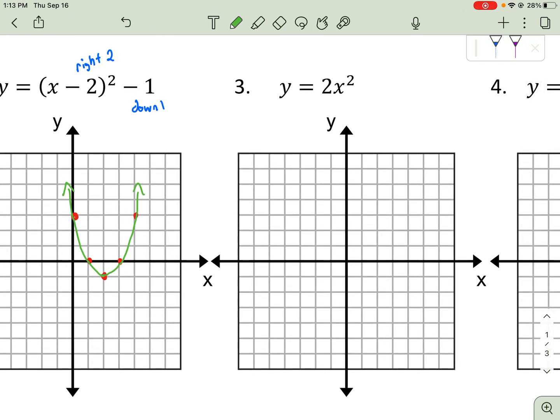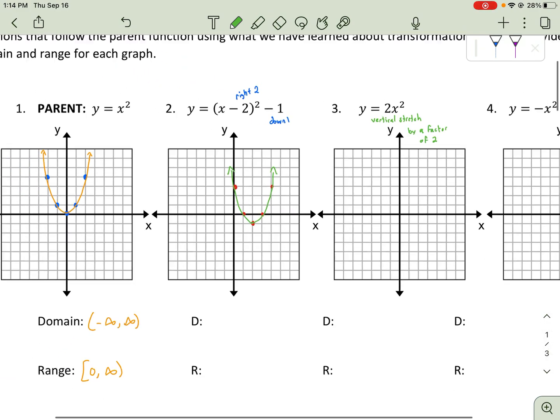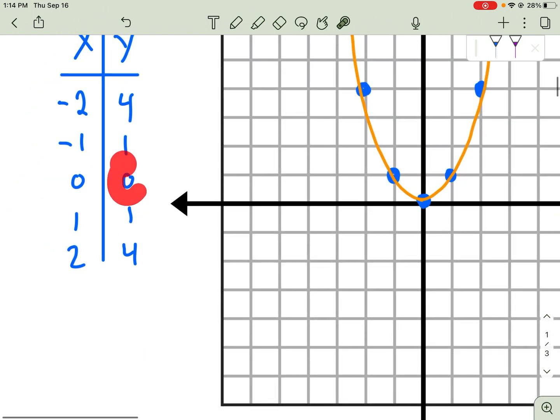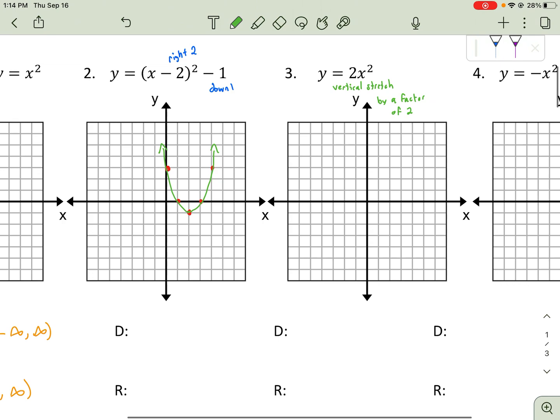Okay, y equals 2x squared is a vertical stretch by a factor of 2. And what this does is double all of our y values. So if we go back to here, instead of these y values, we're going to double them all. So we're going to get 8, 2, 0, 2, 8. So I'm going to plot all those points on here.